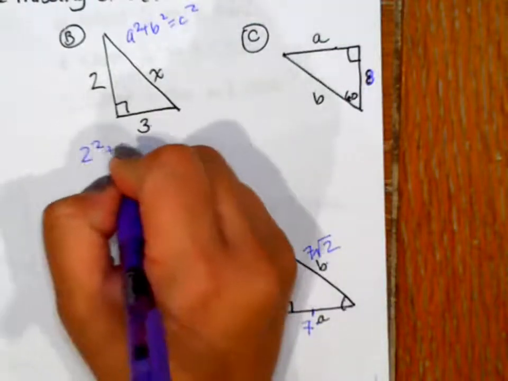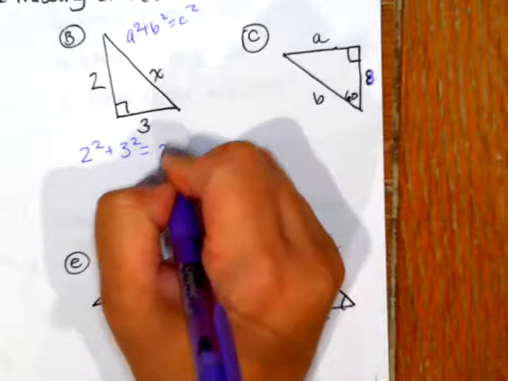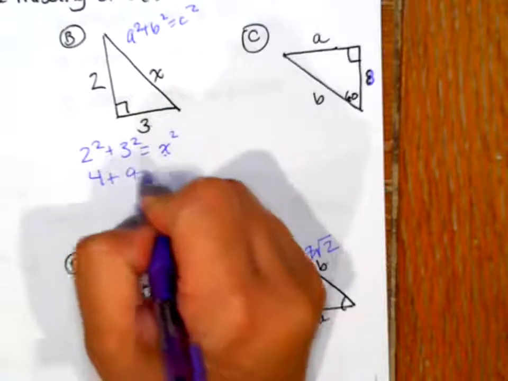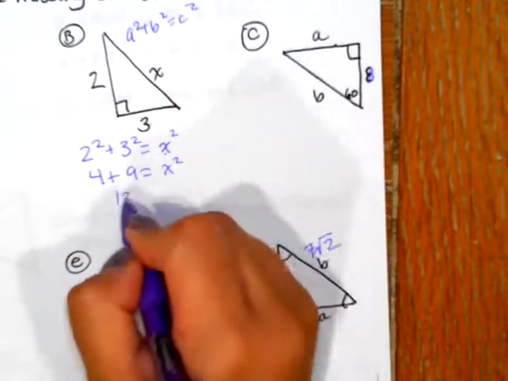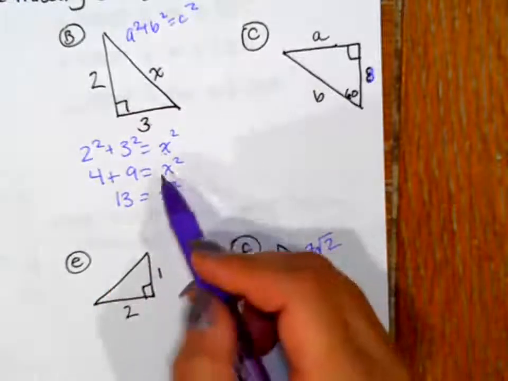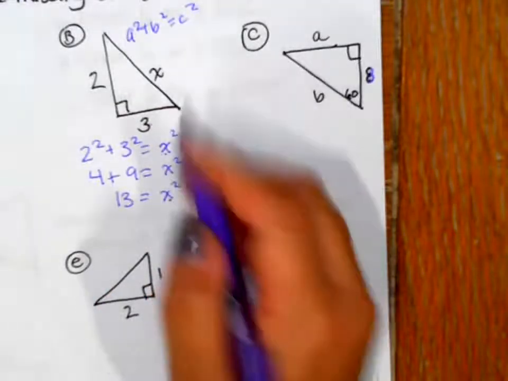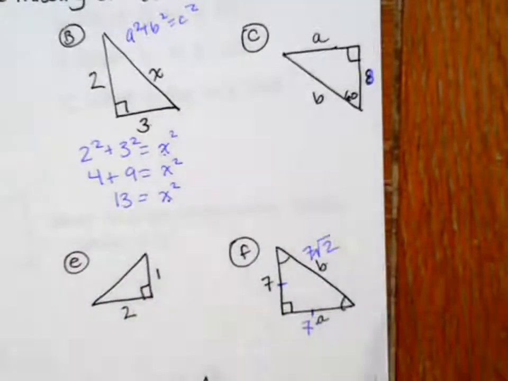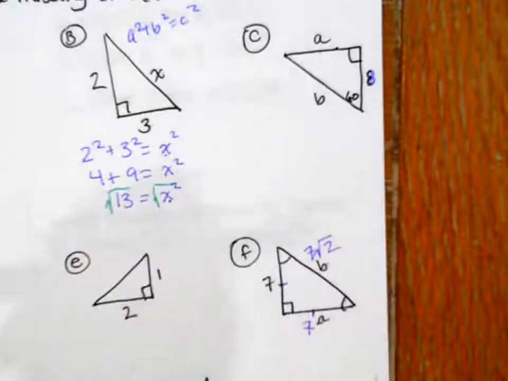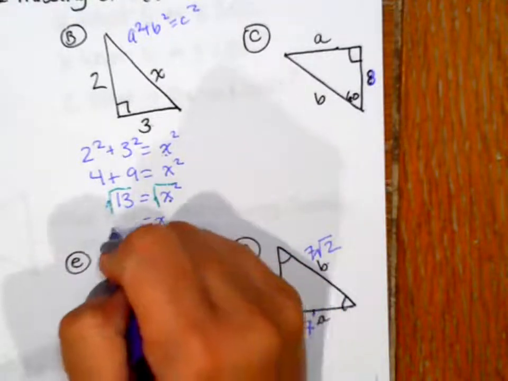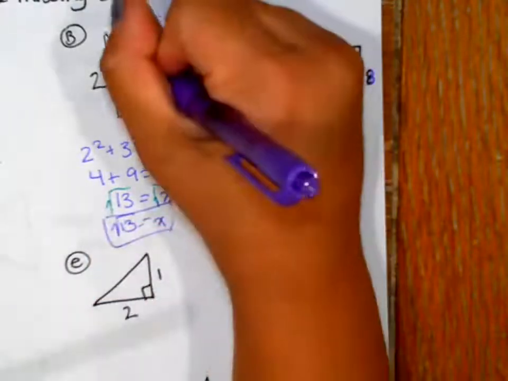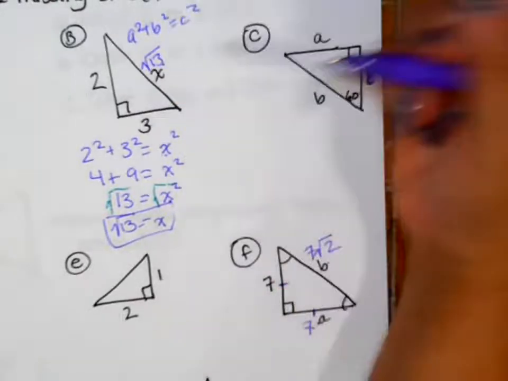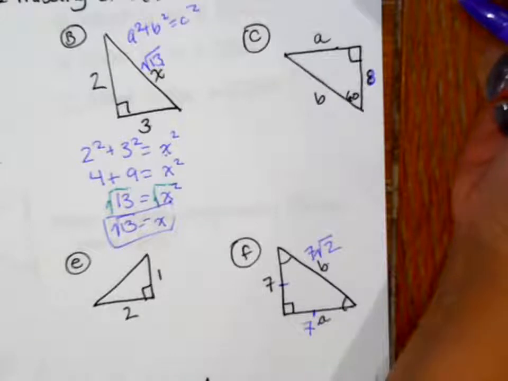2 squared plus 3 squared equals x squared, which is technically our c squared, right? 4 plus 9 equals x squared. 13 equals x squared. Now I'm here. I can't leave it like this. I need to take the square root of both sides. And that's going to give me x equals the square root of 13. That's my answer. This guy right here is rad 13. Again, all your answers are left in radical form. You're not putting them in decimal form.